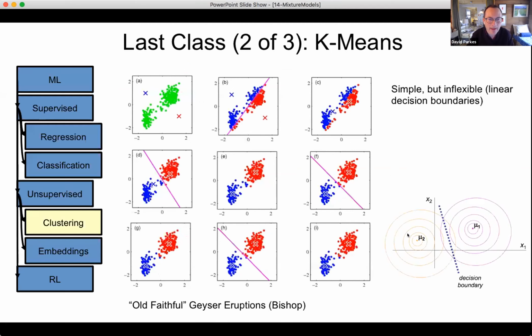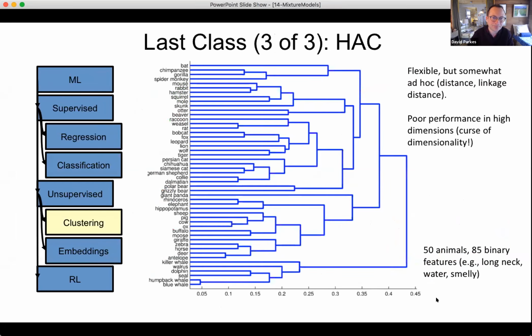And you will recall that we talked about k-means, and here was a little picture. I was also amused to realize that in the UK we say geezer, and in the UK one would say geyser. So we were talking about geyser eruptions of this Old Faithful water erupting thing in one of the big national parks, and we showed you how k-means runs over that. And we said k-means is nice, it's simple, but it's also inflexible. It has these linear decision boundaries.